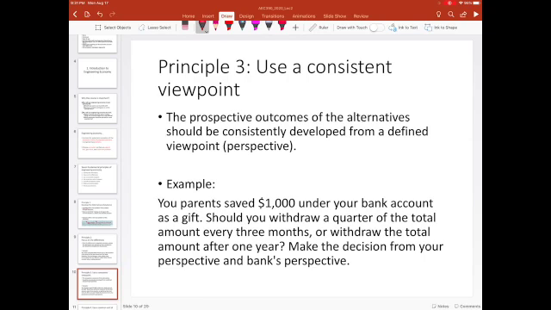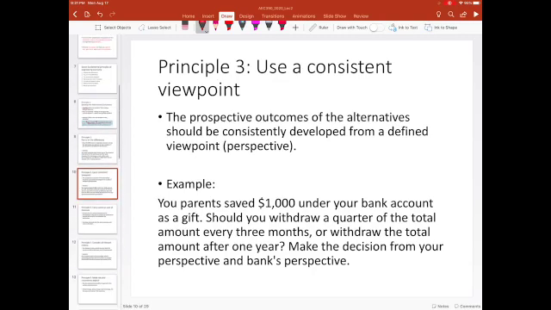Well, to make this decision, you have two perspectives. So one perspective is you, like you are the one to withdraw the money. And another perspective could be the bank, okay? The bank has that $1,000 saving in its institution. And the bank wants you to withdraw for 4 times, or the bank wants you to keep the money for a longer time, and then you withdraw 1 time at the end of the year. So from different perspectives, the choice could be different, okay?